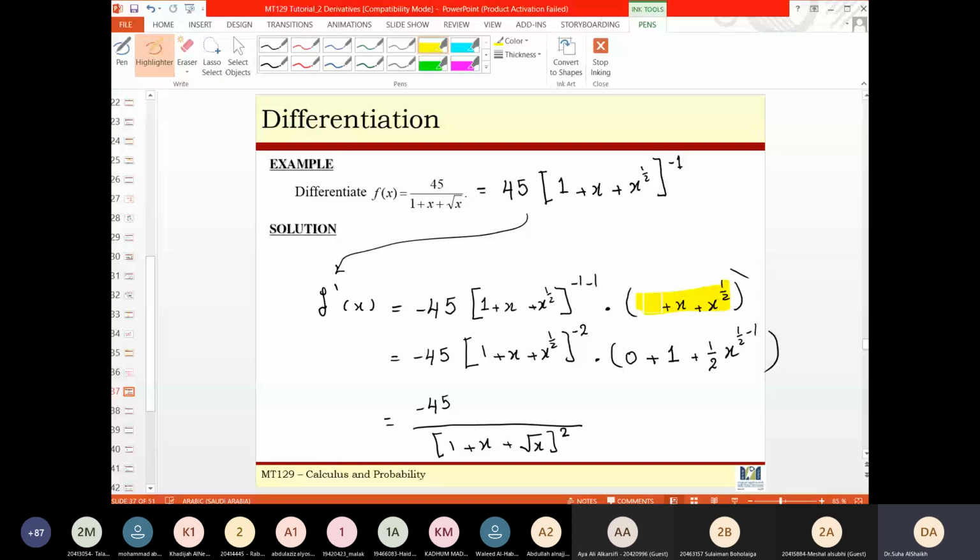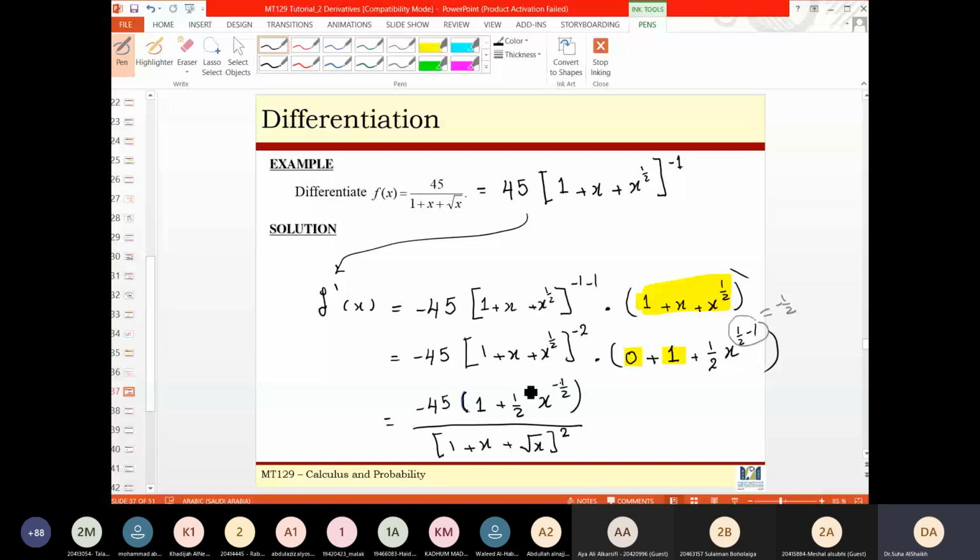The rule: I differentiate this amount. The derivative of 1 is 0, the derivative of x is 1, and the derivative of anything to a power: the power comes down, and we take away 1. Now, half minus 1 is equal to minus half. So this goes down, and this amount will stay up, like 1 plus half x to the power minus half. And this is the solution.